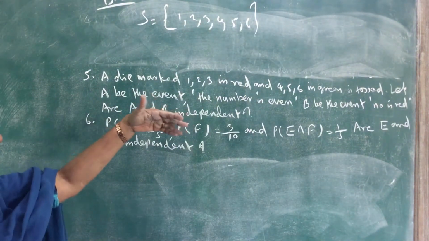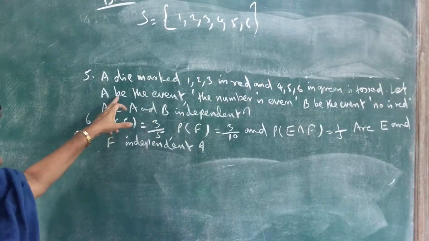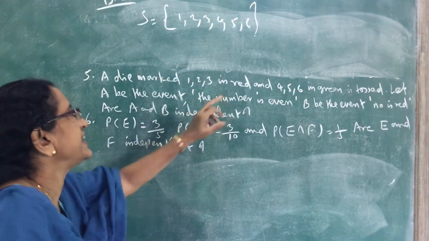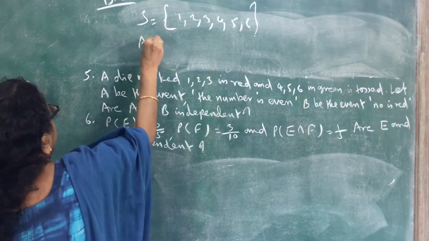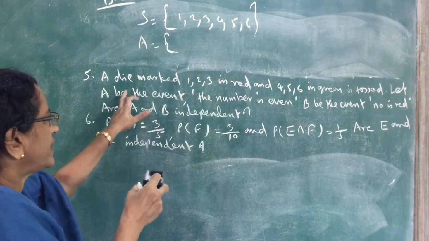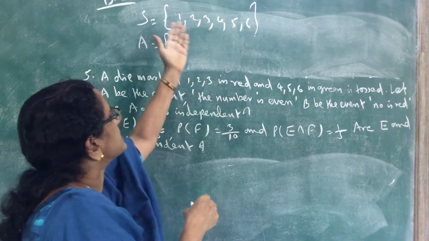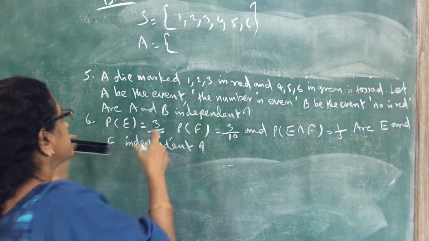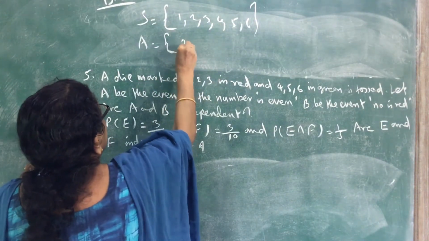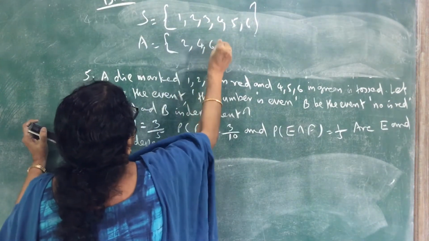Now consider the events. Which events are given here? A be the event, the number is even. So what is A? Number is even means in this sample space, what are the even numbers? Even numbers: 2, 4, 6.